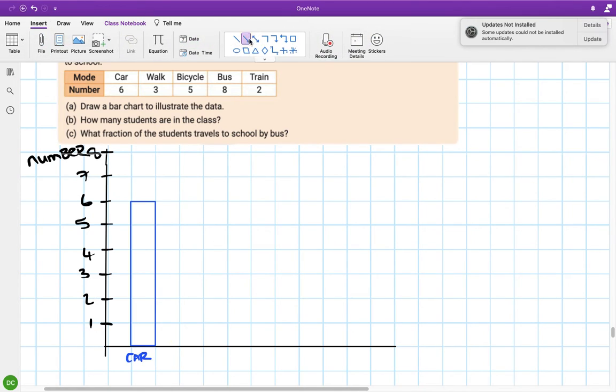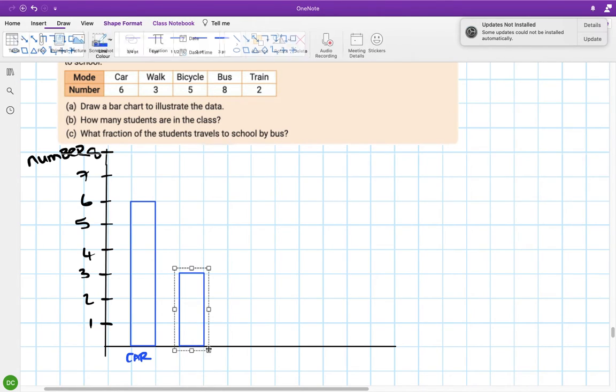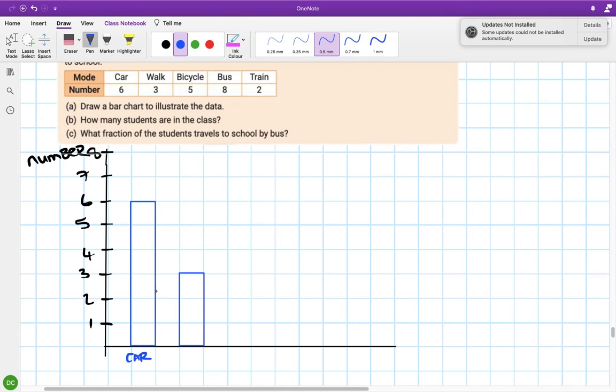Okay, the next one is going to go up to 3. So that's that there. Oh, sorry, it's walk. And again, look, same width of a gap, and my bars are the same width. Now I know mine are all the same width, as in my spaces and my bars are the same width. They don't have to be. But your gaps must be the same as each other and your bars must be the same as each other.